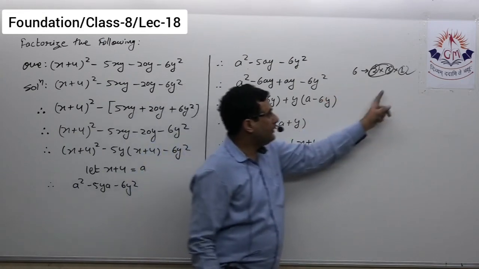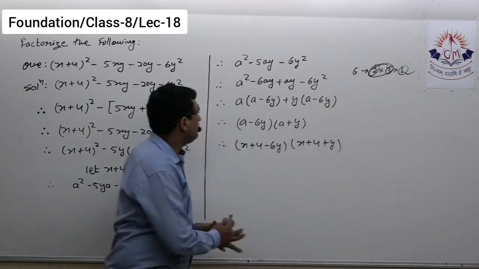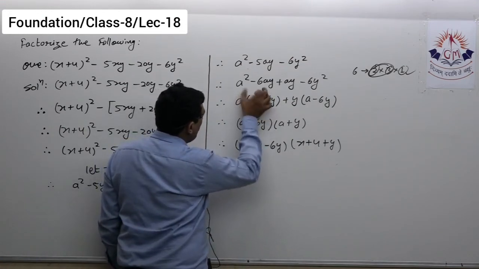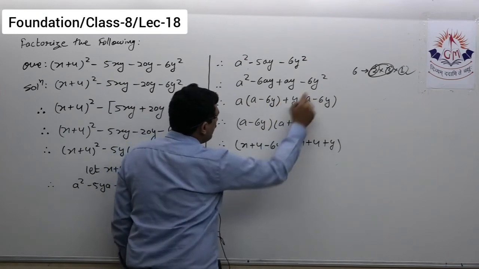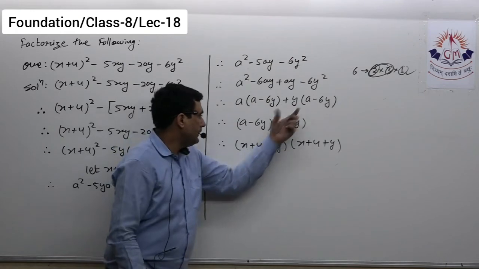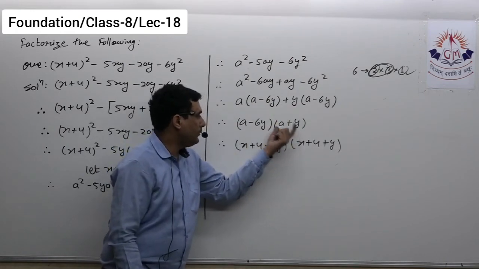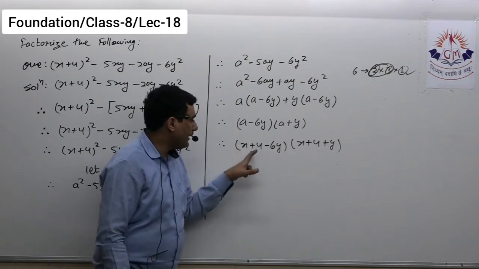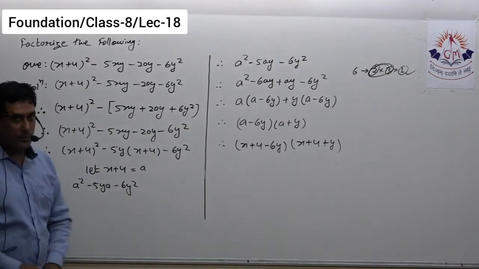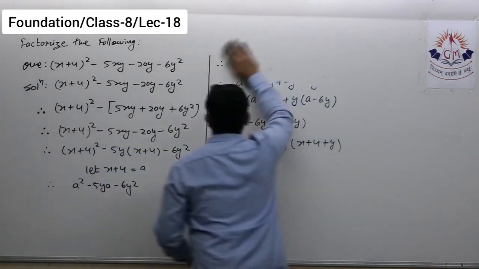So again I make a different group, 6 and 1. So here minus 6ay plus ay. Now from these two I can take a common easily, so I will get a minus 6y. From these two I took y common, so again here I got a minus 6y. And then it is very easy to take a minus 6y common, and I am left with a plus y. And finally what I did, I kept the value of a, that was x plus 4, that I assumed over here. So I hope this is clear to you. Now we will see the next question.